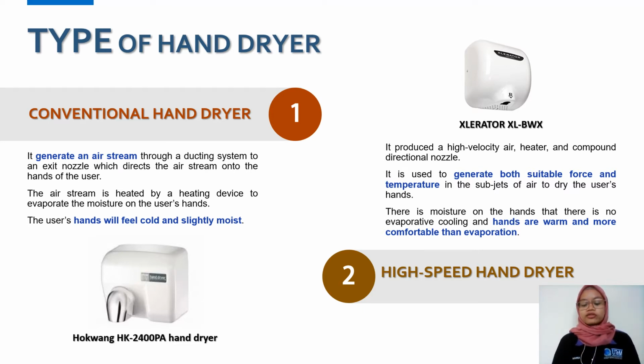For the high-speed hand dryer, it produces a high-velocity air heater and compound directional nozzle. It is used to generate both suitable force and temperature in the jets of air to dry the user's hand. There is moisture on the hands that there is no evaporative cooling and hence they are warm and more comfortable than with evaporation.